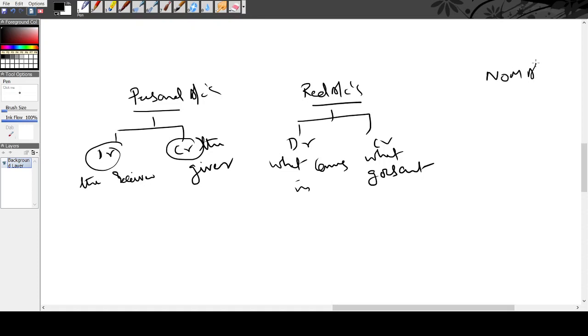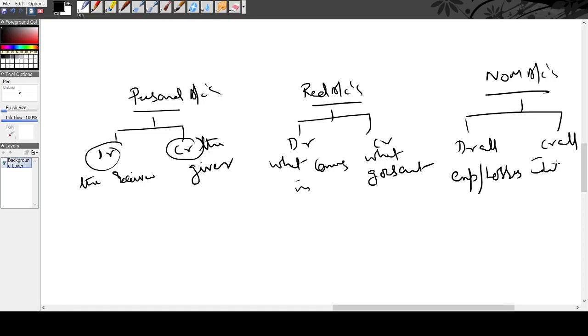Then nominal account rules. The rules are debit all expenses and losses, credit all incomes and gains. So these are the golden rules of accounts. So these are the rules which we use to prepare accounts for every unique piece of information arising out of the various transactions of the business. In the next lecture, we'll learn how to use these golden rules of accounts. Thank you.